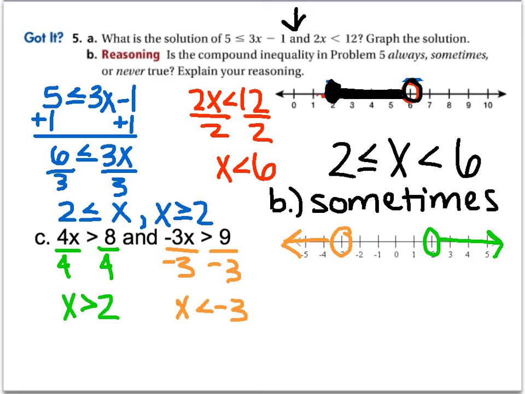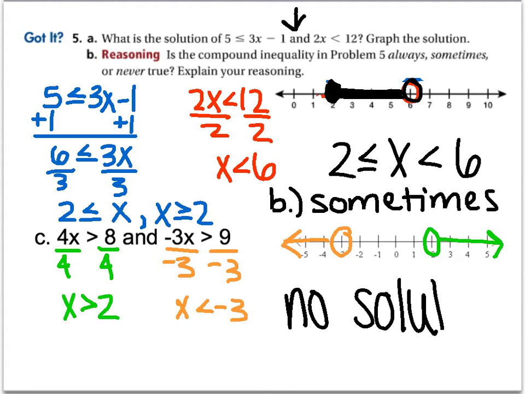Julius. There's no solution. Absolutely. Wonderful. Math high five. No solution. This is a special case. There is nowhere on this graph where both of these inequalities are true at the same time. So there's no solution.